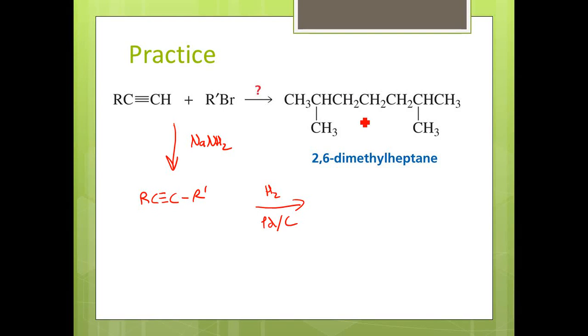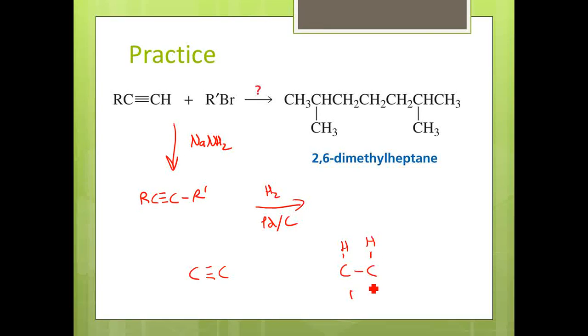Now, this structure we can make from those two doesn't look anything like this right now. So I need to find where the triple bond was, because I can just use hydrogen and that poisoned palladium catalyst, and I could end up with this. But where was the triple bond? Because I need to know that to figure out what my R's were.